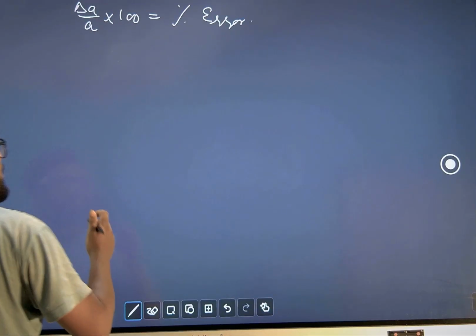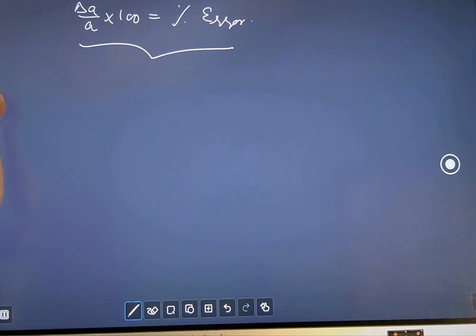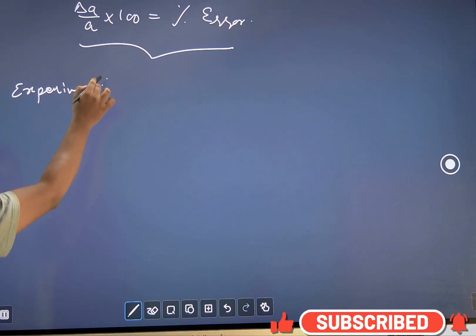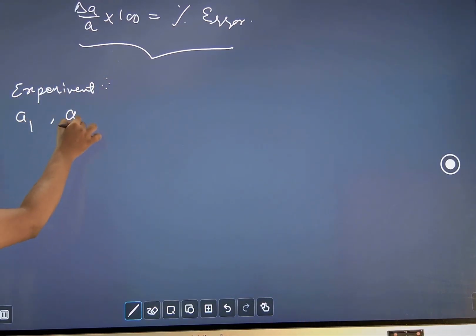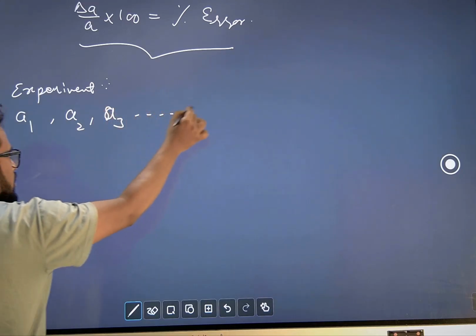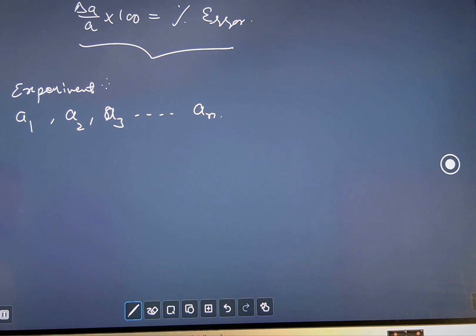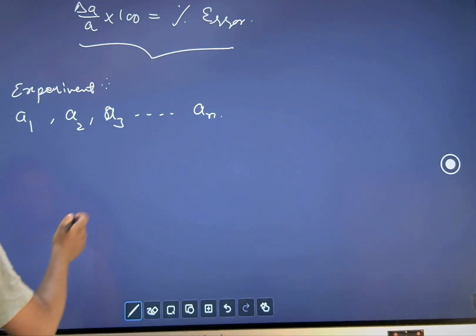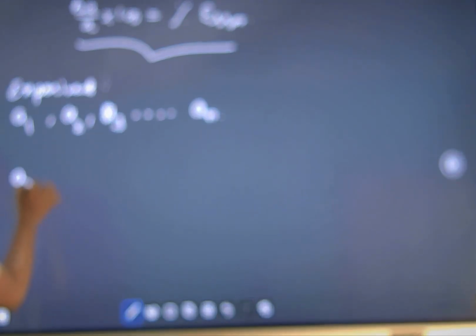Now we'll come back to this part later, but before that we have one thing to discuss. Suppose you are doing an experiment, repeating the same experiment n number of times, and the data you are getting is A1, A2, A3, dot dot dot, An. So what is my value? I would take the mean of all the values: A1 plus A2 plus dot dot dot An, divided by the total number N. That is my mean value.